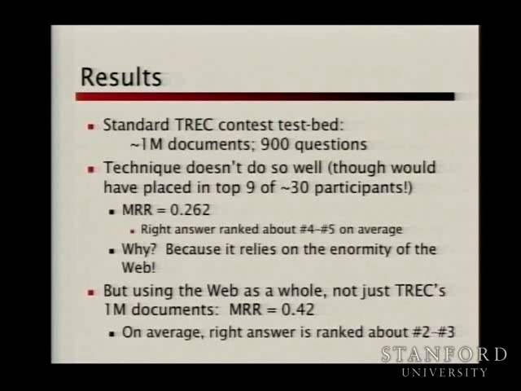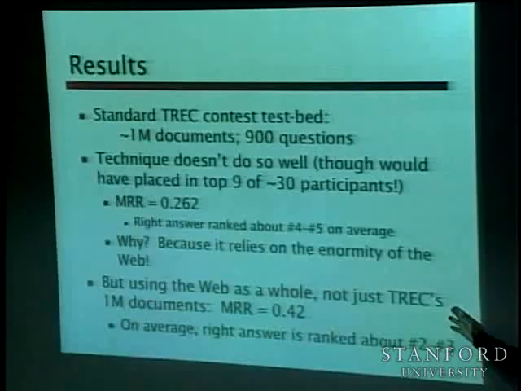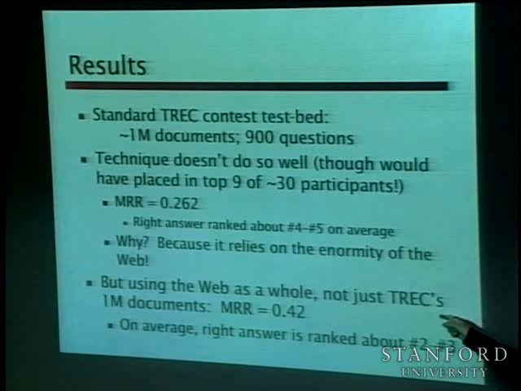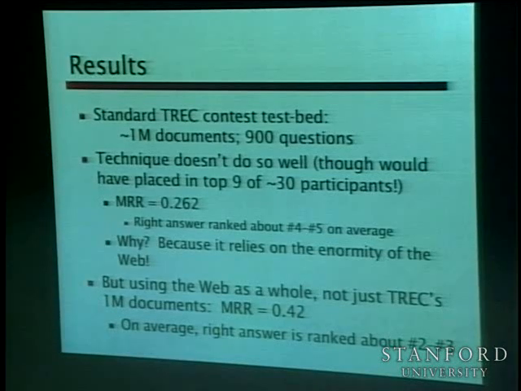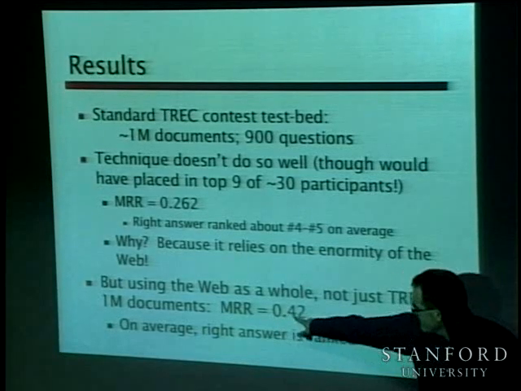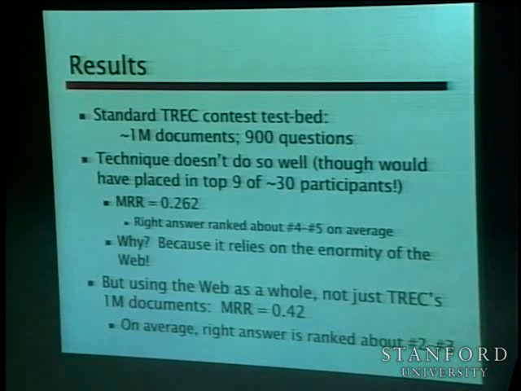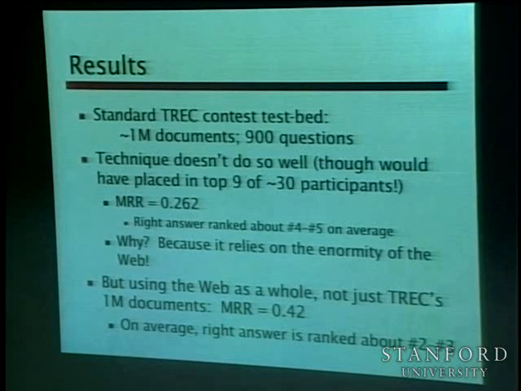But the more interesting part is, then they ran the same system where they didn't use the Trek corpus at all. They just ran the whole system on the web. And then their mean reciprocal rank is massively better. Now they've got a mean reciprocal rank of 0.42, which means on average that the correct answer is around 2nd in the listing. So you're getting way, way better results there.